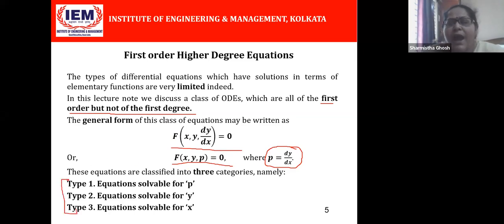Now actually the solution, when we look into the different categories as mentioned here, what happens is, as if we are treating p as another variable, although it is dy/dx in disguise, as if now I have a function depending on three variables, x, y, and p. And now there are three categories: either we will solve the equations for p, that means p will be your dependent variable or the unknown; or type 2, the equation solvable for y; or even type 3, when we take x as the dependent variable, the equation solvable for x. So we will see them one by one. It will take some time for you to understand this case.